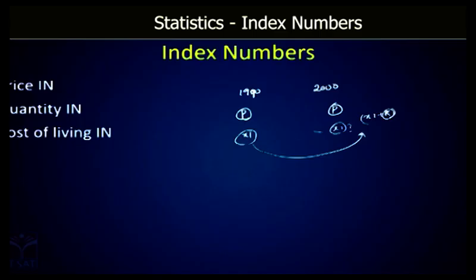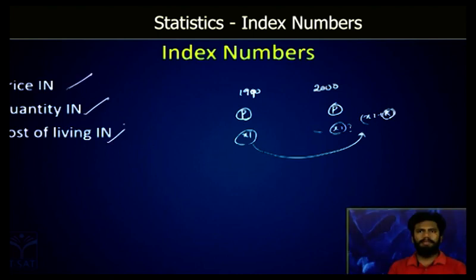Not only just price, because we use index numbers to calculate the relative changes in the quantity of the consumption or imports and exports, sales, and also the industrial productions. Now, these index numbers are broadly classified into three types, that is price index numbers, quantity index numbers, and the cost of living index numbers. So price index numbers deal with the relative change in the price levels, and quantity index numbers deal with the relative change in the quantity of consumption of the product, and also cost of living index numbers. This cost of living index numbers deals with how the family standards are there over the periods.